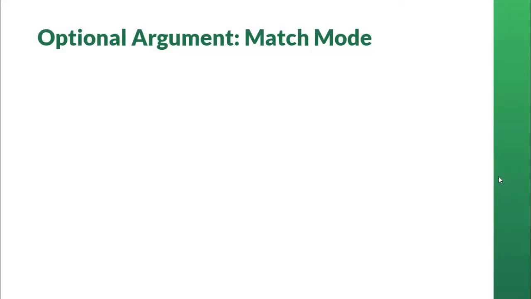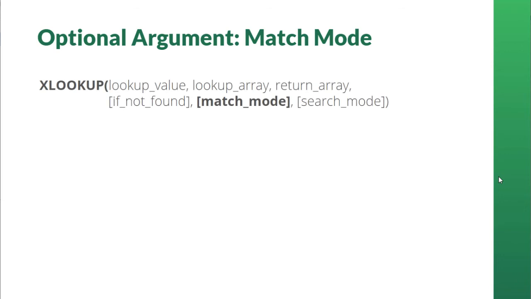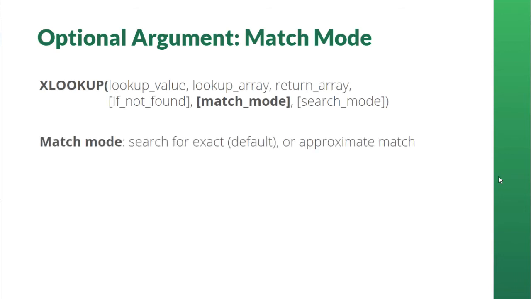The name of the fifth argument is match mode. By default, XLOOKUP searches for an exact match, meaning that the value that we search for, if XLOOKUP doesn't find it in the lookup array, we'll get an error message as we've just seen. But there are times when we expect that it won't always find the exact value.